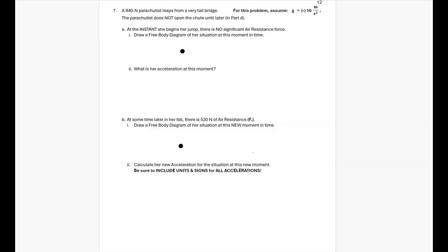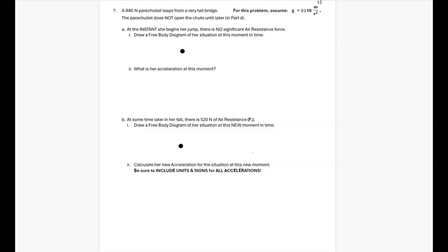All right, so at the instant she begins her jump, there's no significant air resistance force. Well, that makes sense. The moment she leaps off of the bridge, she hasn't started to move downwards at the exact moment. And because she's not moving downwards, she doesn't create friction with the air as she's moving downwards. So we wouldn't expect any air resistance at the very instant she begins to make her leap.